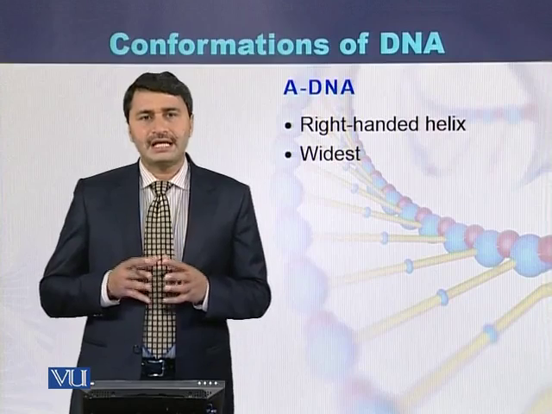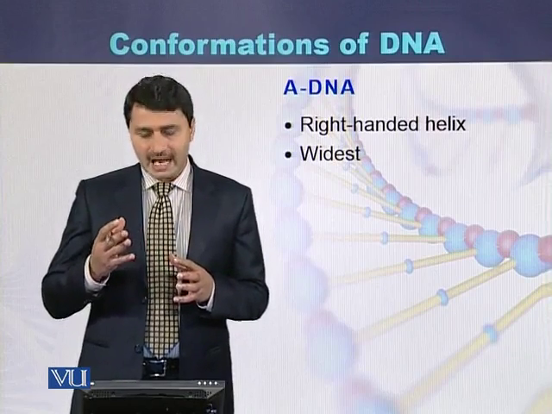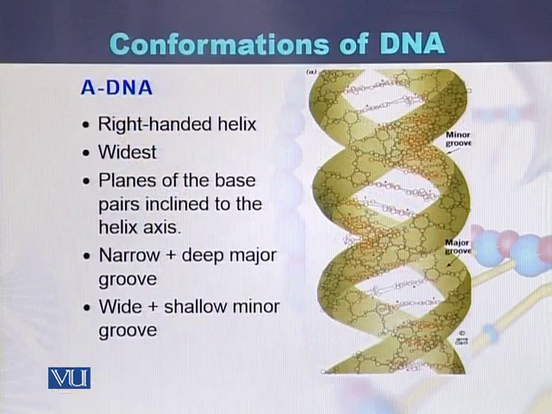A-type DNA. A-type DNA is a right-handed helix and it is widest. Here we can see the diagram of the A-type DNA. A-type DNA is a right-handed helix. It is the widest among the three types of DNA.